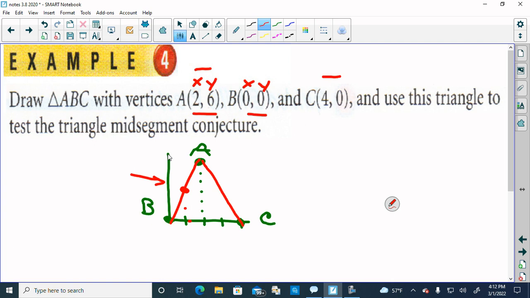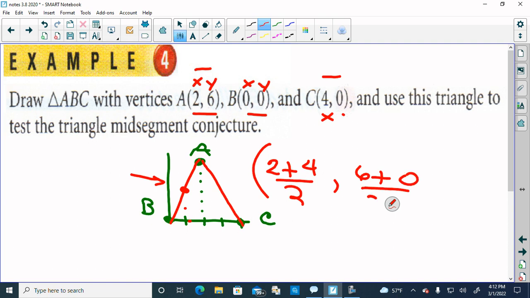So for A, I'm looking at my x and combining it with this x. The A x is 2. I'm adding it to my C x, which is 4, and then divide by 2. Then I do the same thing with my y. I have 6 that I'm adding to my y on that one, which is 0, and then we divide by 2. So 2 plus 4 gives me 6, and 6 divided by 2 gives me 3. 6 plus 0 gives me 6, divided by 2 gives me 3. So the coordinate is 3, 3.